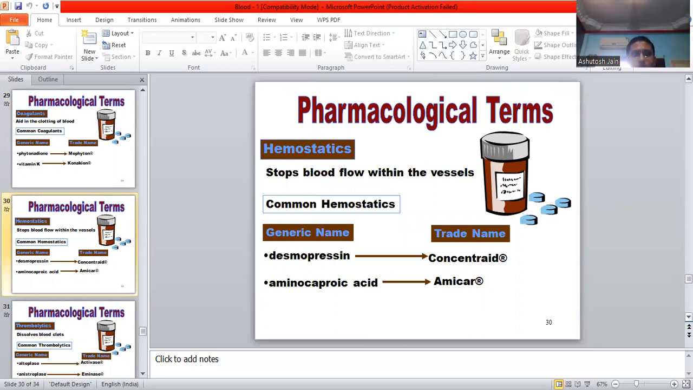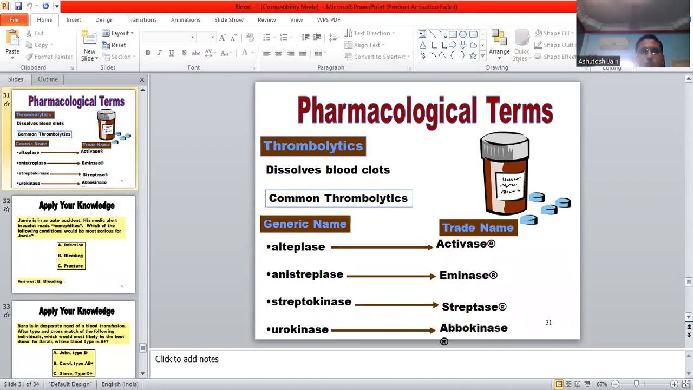Hemostatics stop blood flow within the vessels. Common hemostatics, generic name and trade name: desmopressin, concentrate; aminocaproic acid, Amicar. Thrombolytics dissolve blood clots. Common thrombolytics, generic name and trade name: alteplase, Activase; anistreplase, Eminase; streptokinase, Streptase; urokinase, Abbokinase.